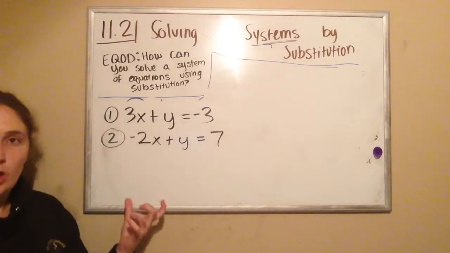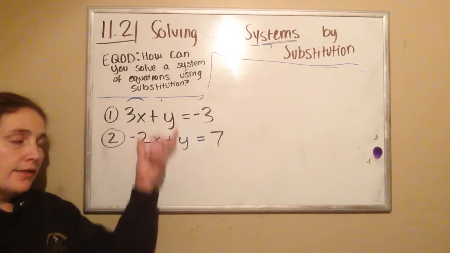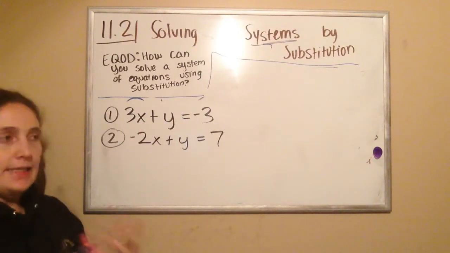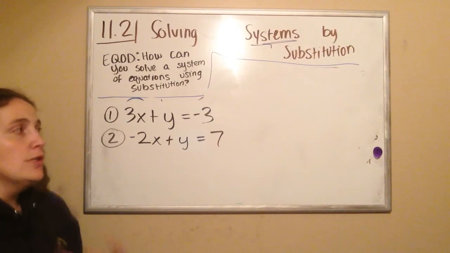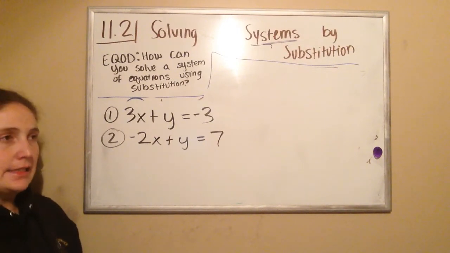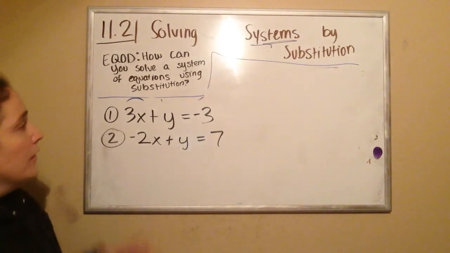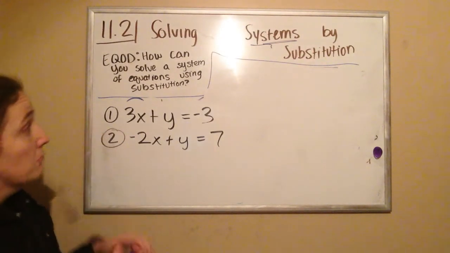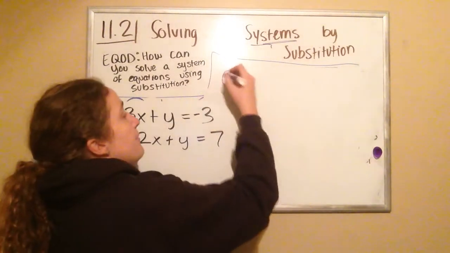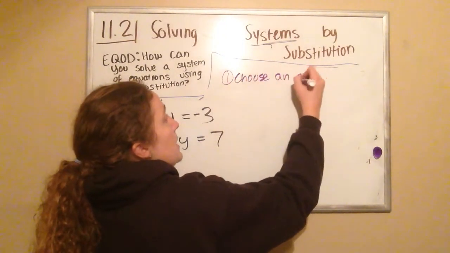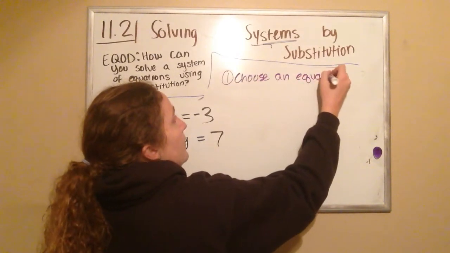Okay, and it's harder, okay? In this example here, you'll notice that the y isn't by itself already. It's not on its own side of the equal sign already. It's not isolated. Same with the x, it's not isolated. So we have to choose here, we have to choose an equation. So that's kind of our first step. Choose an equation that you think is going to be easier to isolate a variable.